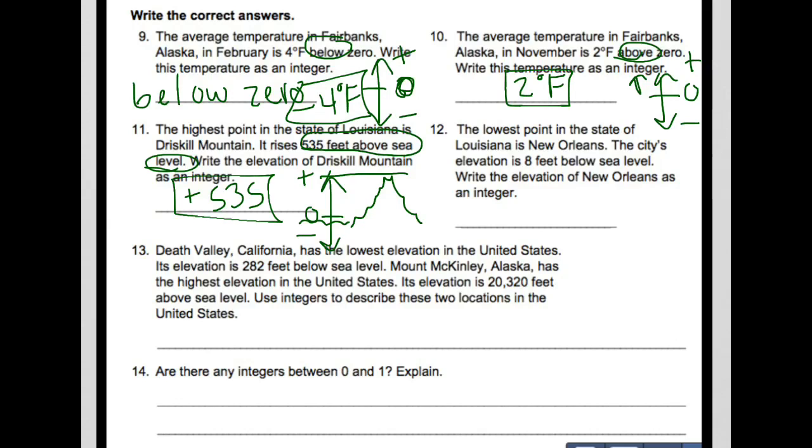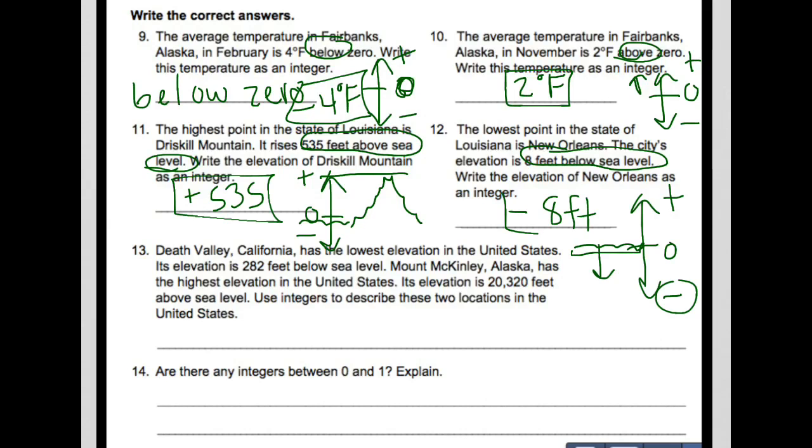Next one, number 12. The lowest point in the state of Louisiana is New Orleans. The city's elevation is 8 feet below sea level. Write the elevation of New Orleans as an integer. So if I put my number line vertical and I put 0 in the middle, negative on the bottom, positive on the top, I've got sea level. It says that New Orleans is below sea level. So below, put an arrow going down. When I go down, I go into the negative, so negative 8 feet. Box in my answer. That's my integer.